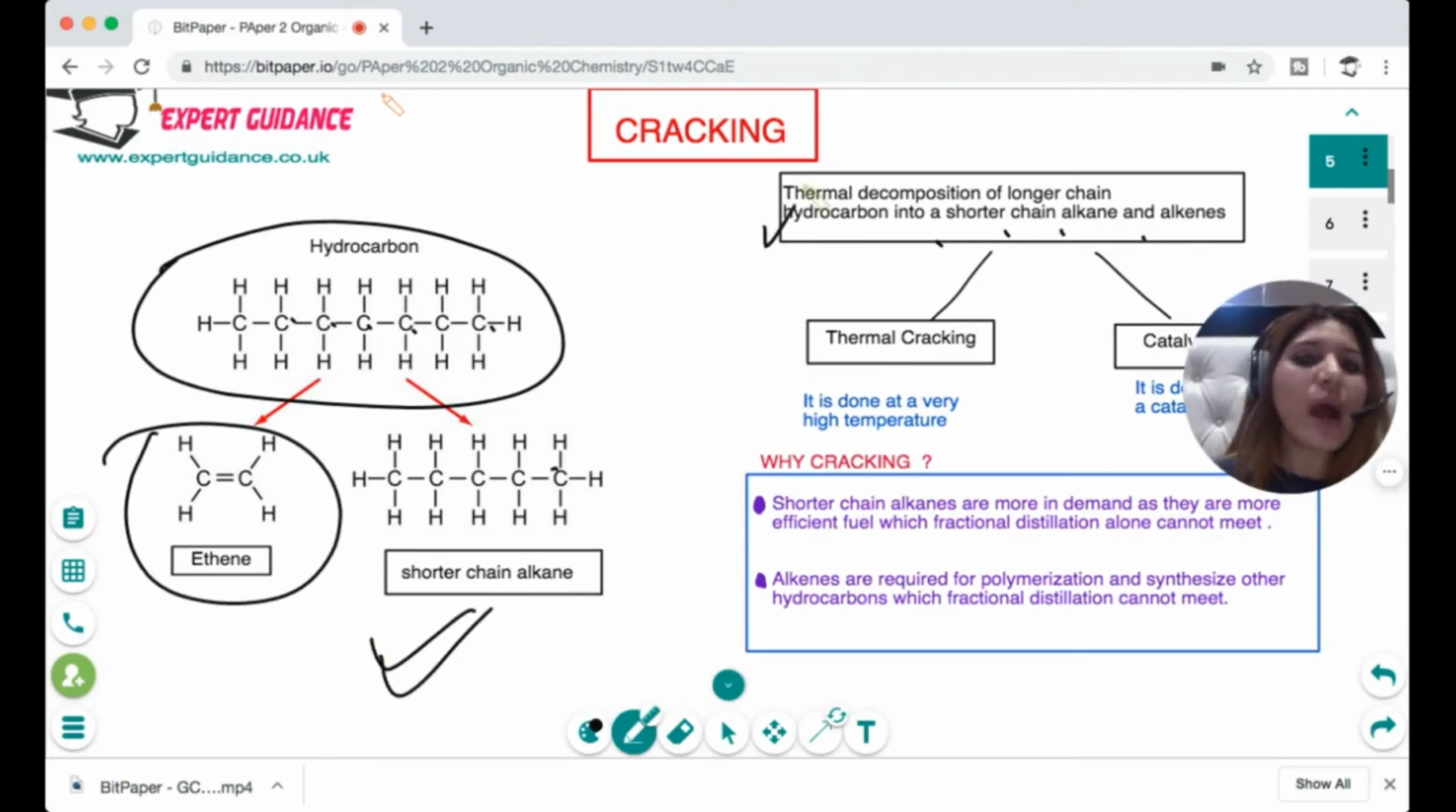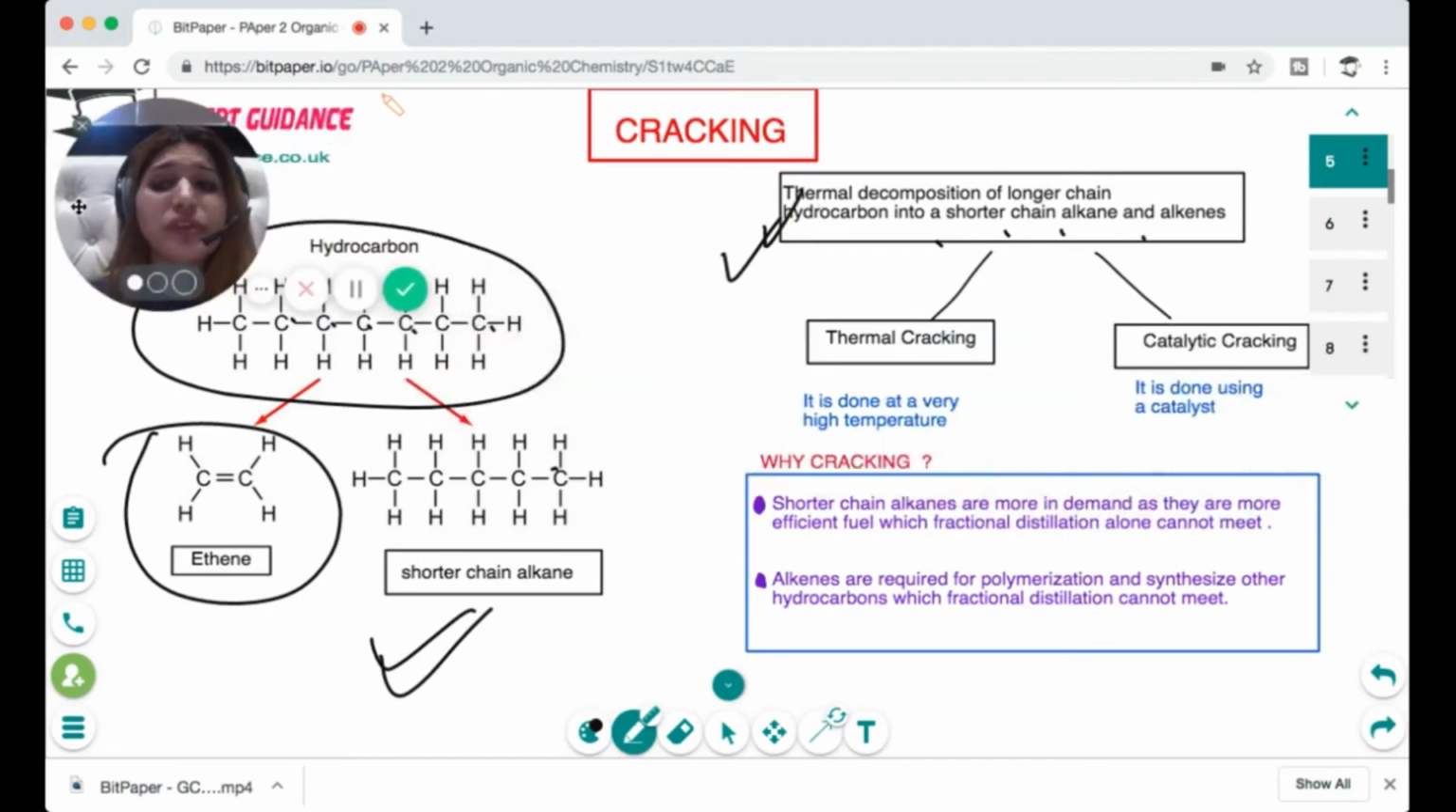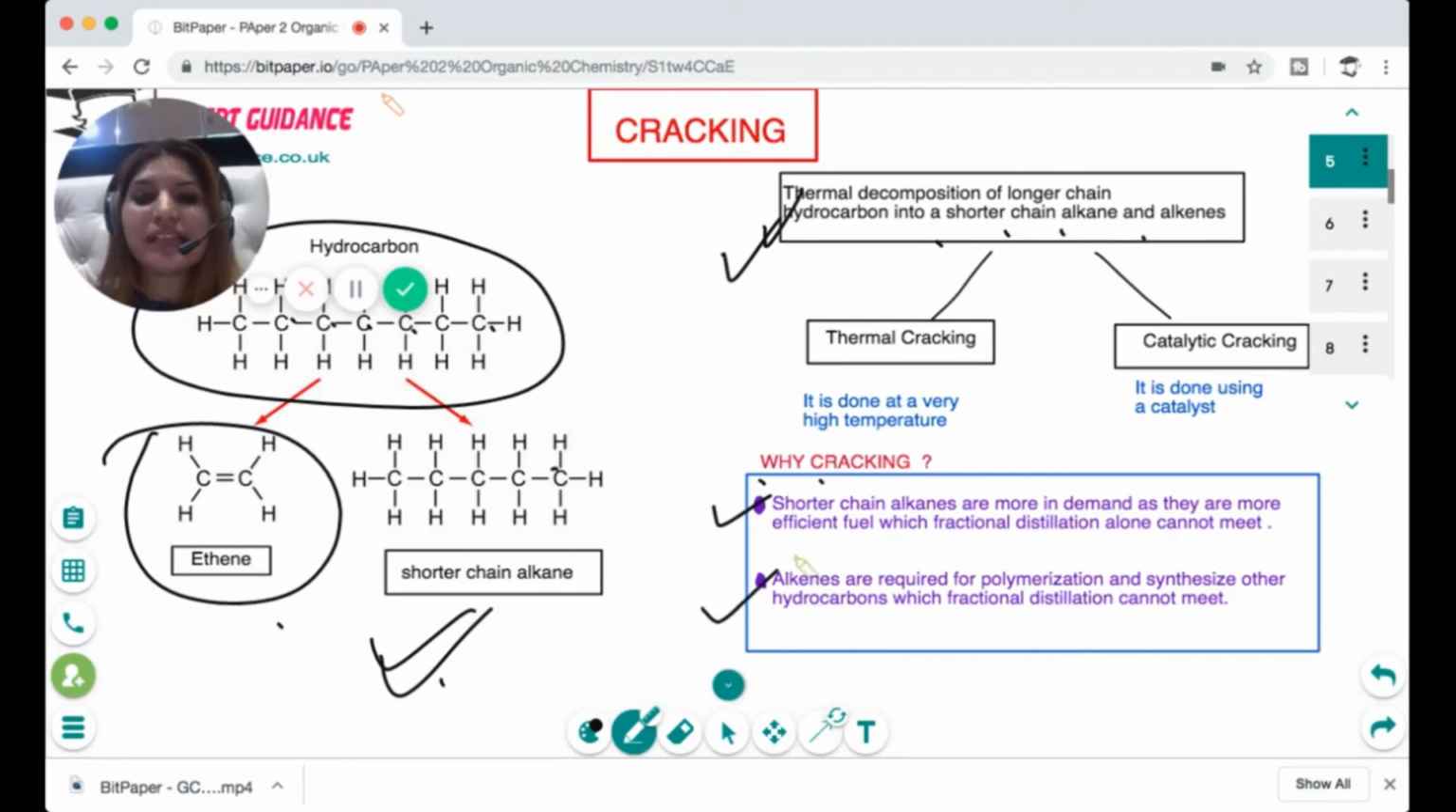Now, why do we do cracking? And this question is also asked in the exam many times. So we do cracking because we need shorter chain alkanes, because shorter chain alkanes are more in demand because they're good fuels. And fractional distillation alone cannot fulfill the demand for shorter chain alkanes. The second reason we require cracking is that we require alkenes for polymerization, and alkenes are required to synthesize other hydrocarbons, which fractional distillation cannot give. Okay, so you should know what is cracking.